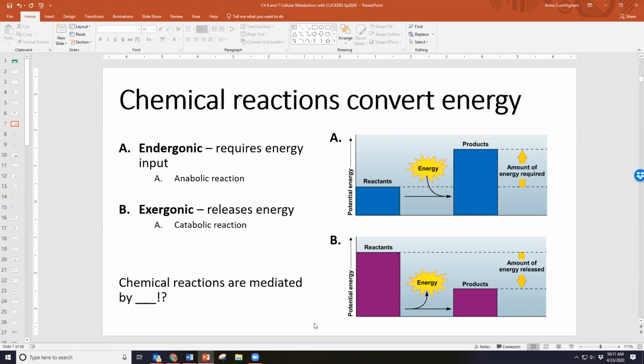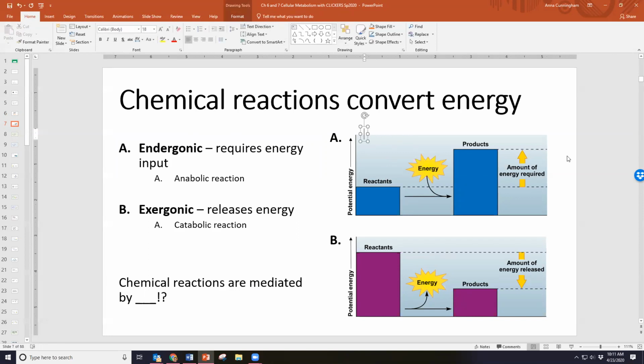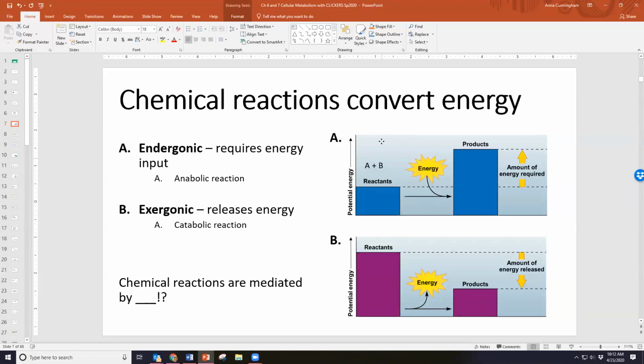Okay, so you can see here on the right what this means. This is kind of a weird way to show it, but I actually really like these figures. On the top, you're looking at an endergonic reaction. Here on the left, you have your reactants. In a chemical reaction, your reactants are whatever go into it. Let's say your reactants are two molecules, we'll call them A plus B.